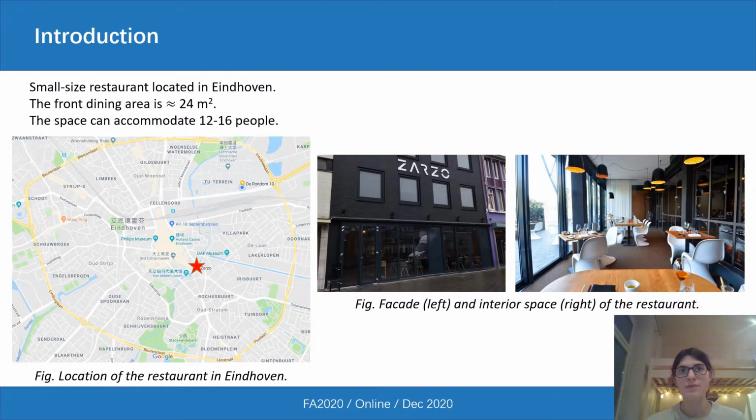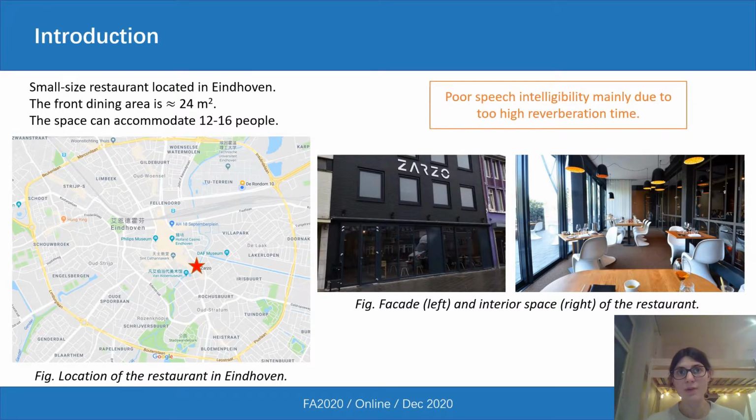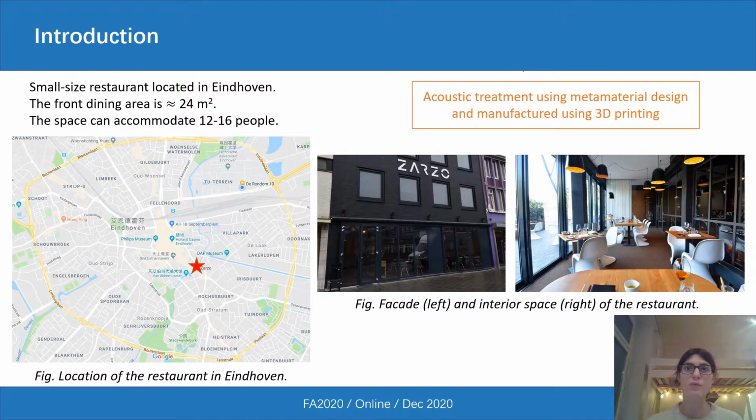The present case study focuses on the front dining area of a small-sized restaurant located in the city of Eindhoven, in the Netherlands. The studied space can accommodate around 12 to 16 people. The problem of this space is the poor speech intelligibility, which is mainly due to too high reverberation time, especially in the frequency range of 500 Hz to 1 kHz. To reduce the reverberation time, this work proposes a new acoustic solution to treat the space based on a metamaterial lamp design manufactured using 3D print.